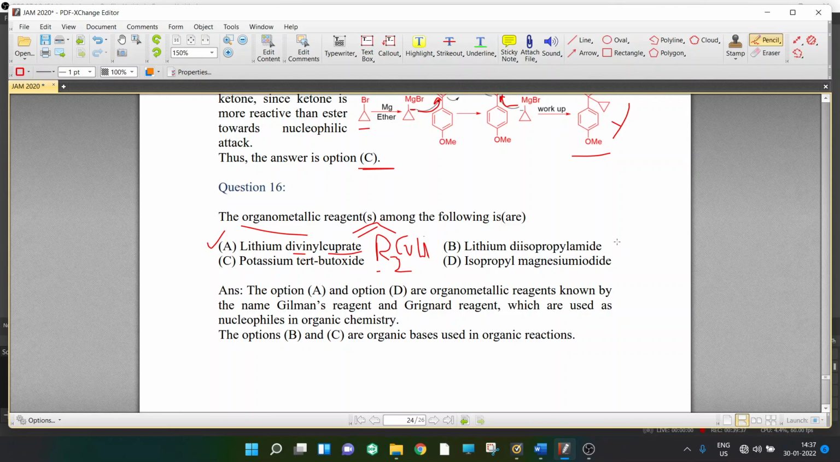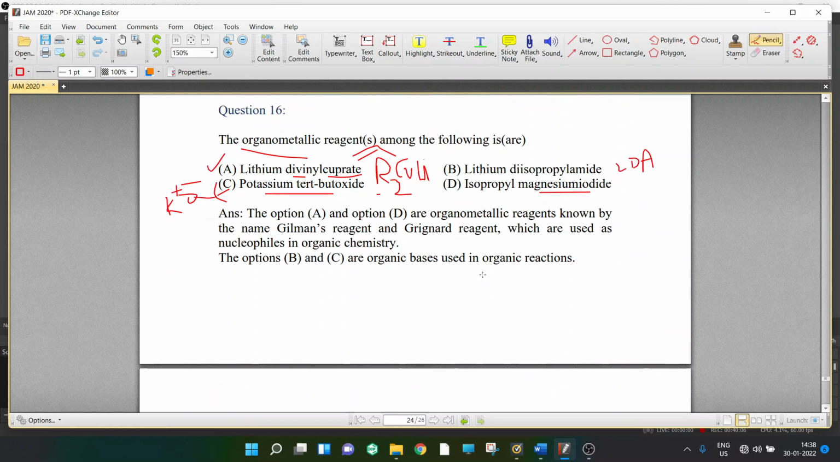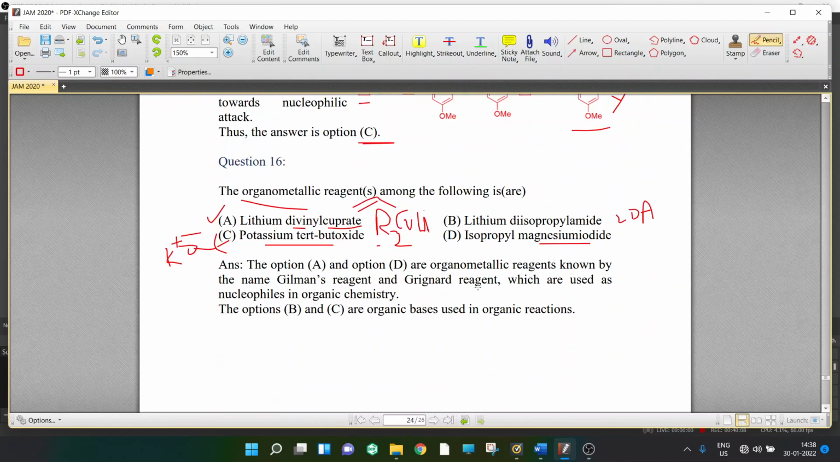This is LDA, lithium diisopropylamide. So LDA is just a base, it's not a reagent. Similarly, this one is potassium tertiary butoxide, again a very powerful bulky base, non-nucleophilic. So this is again O minus K plus, and you are having tertiary butyl here. So this is again not a reagent, just a base. And this one, you know, this is a Grignard reagent, isopropyl magnesium iodide. So option A and D are the right answer.